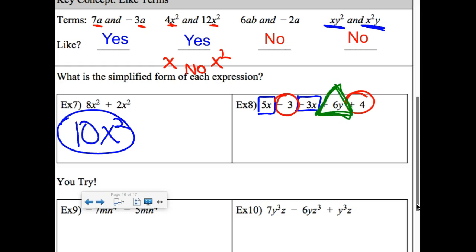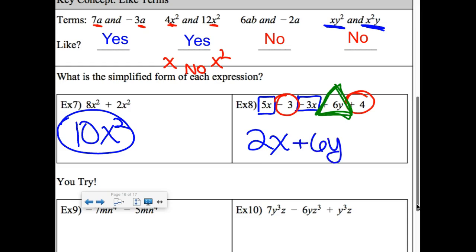I don't know why my green marker is not working. Okay, there we go. All right. Okay, so I have 5x minus 3x, so that means I have 2 x's altogether. I have no other y's besides that 6y, so I'm just going to bring that down. I'm going to say plus 6y.